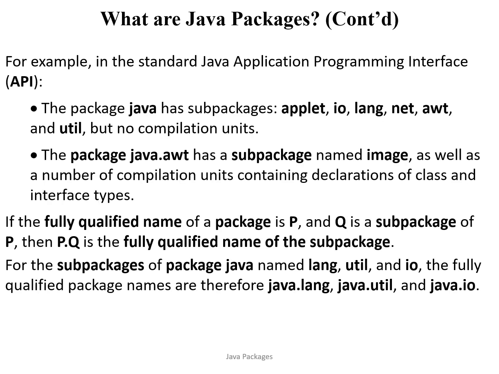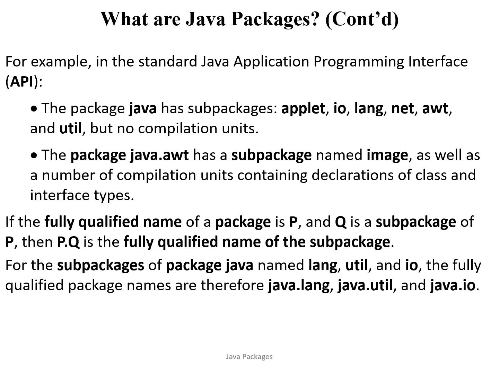What are Java packages? For example, in the standard Java application programming interface, API, the package java has subpackages like applet, io, lang, net, awt (abstract window toolkit), and util, but no compilation units. The package java.awt has a subpackage named image as well as a number of compilation units containing declarations of classes and interface types.